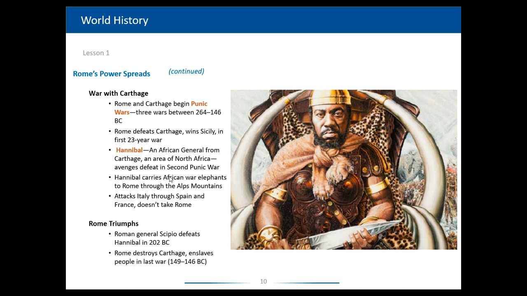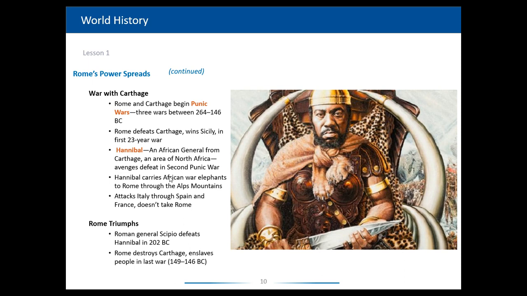Rome triumphs. The Roman general Scipio defeats Hannibal in 202 BC. Hannibal then goes into exile and becomes a military general for other empires in the area until his death later on. Rome destroys Carthage and enslaves the people in the last war.